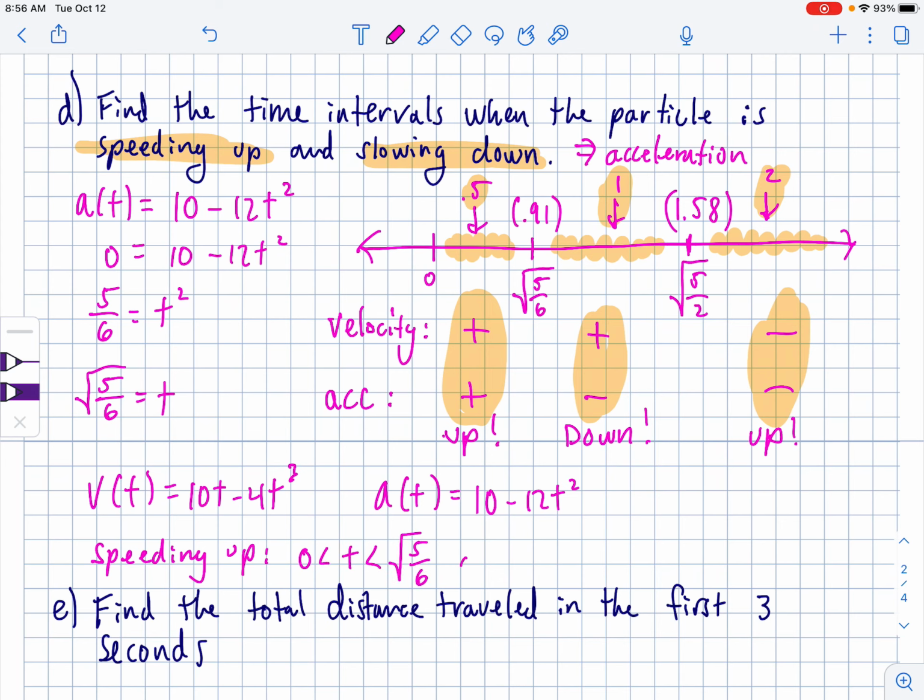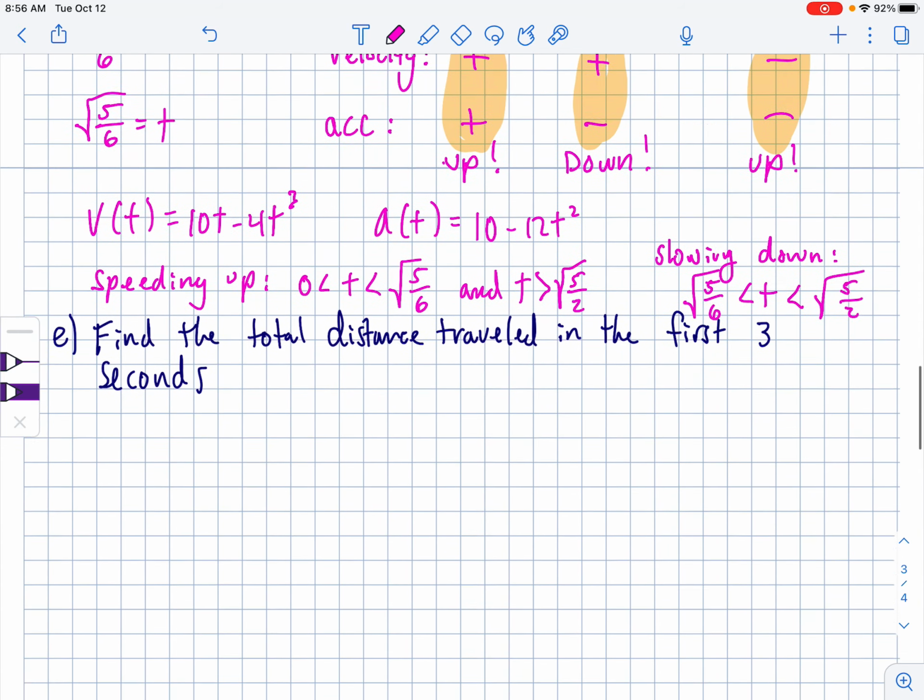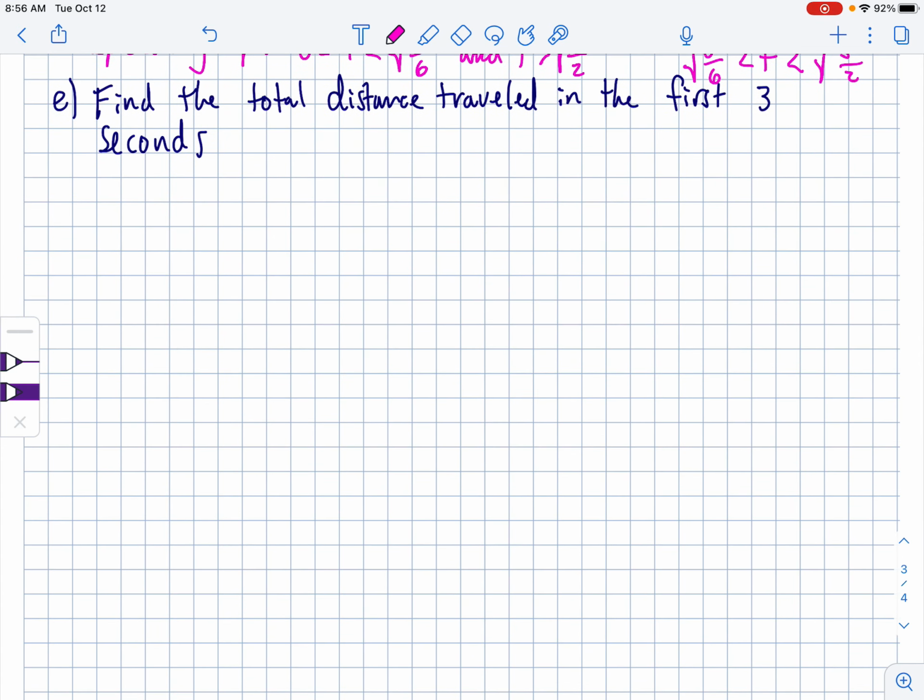So final answer: speeding up when t is in between 0 and root 5 over 6, and when t is greater than root 5 over 2. And then slowing down, sorry, I'm running out of room, guys, in between root 5 over 6 and root 5 over 2. All right, that's what's speeding up and slowing down. So you had to test it both in acceleration and velocity to see where they matched.